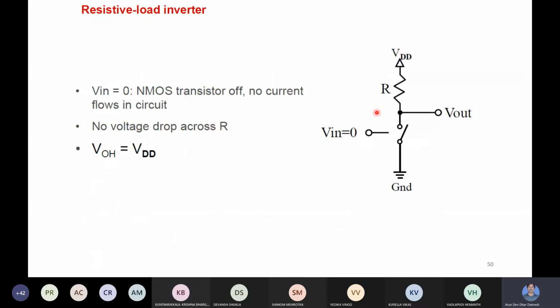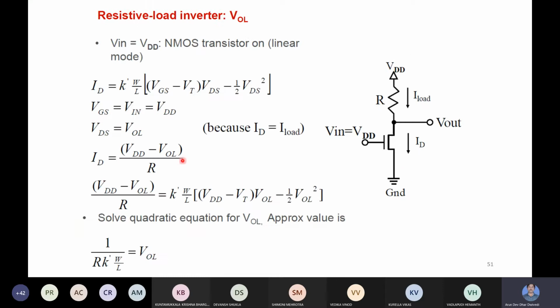First we have to calculate, first we should talk about VOH. Yes, here is the VOH. When the input was zero, it is open circuited, and therefore it is getting a path to connect to VDD, and therefore VOH is almost equal to VDD. But VOL is not coming as VDD.